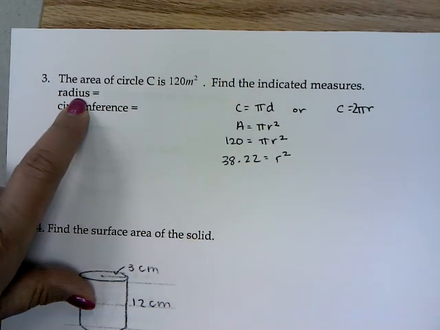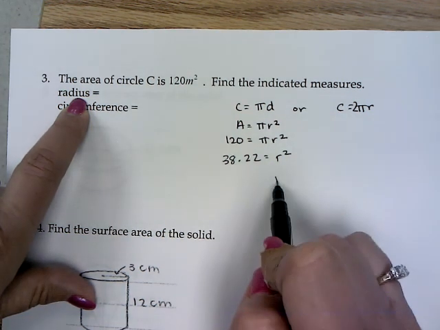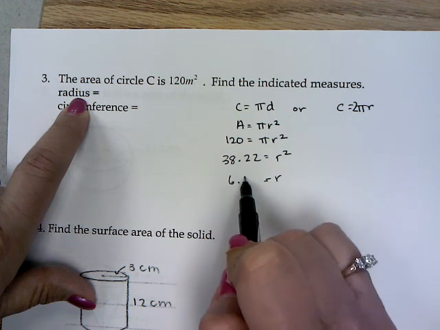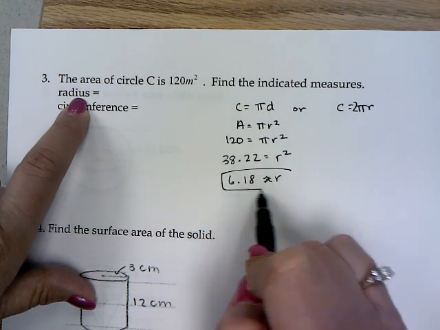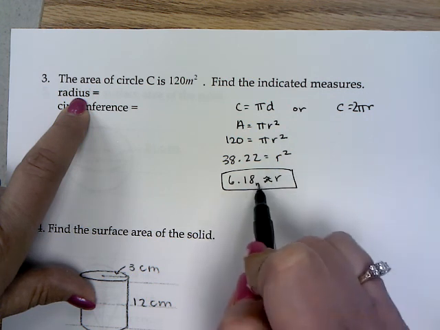Because I have the r squared, I'm going to take the square root of the answer that's in my calculator, and I find my r to be 6.18 rounded, so it's about 6.18. And we know because it's my radius, it's going to be meters.